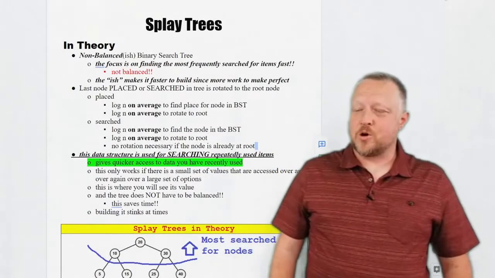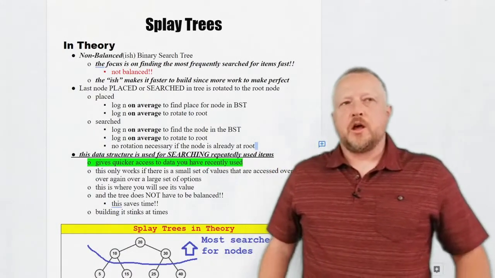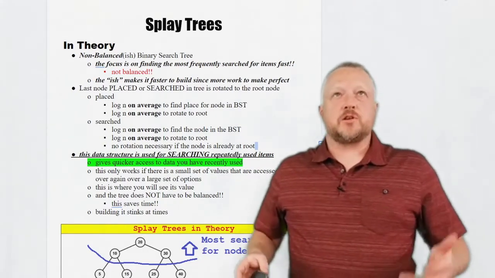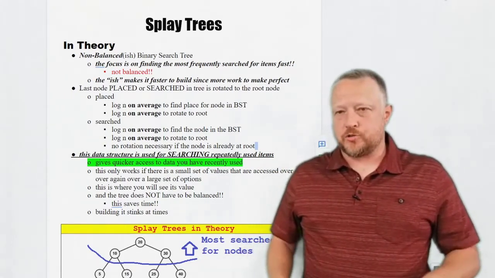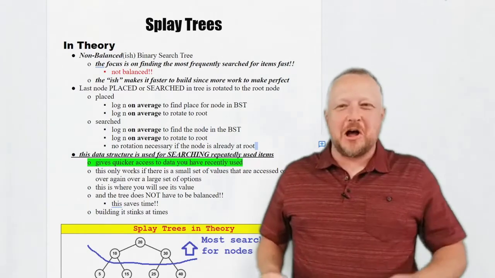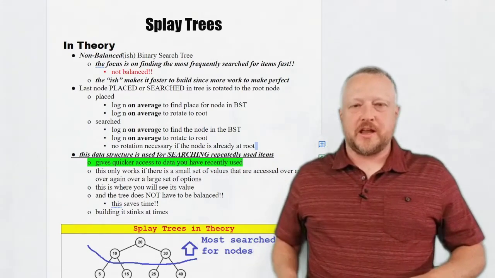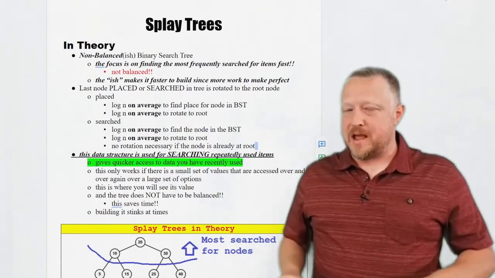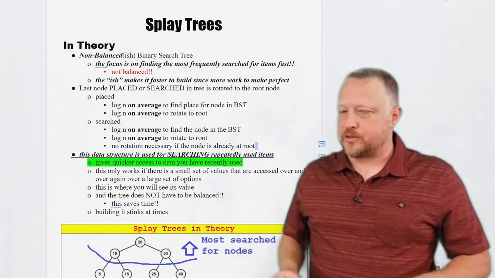Welcome to our topic on splay trees. So it's trees, obviously. It's also a binary search tree, but it's a very ugly binary search tree. It is very much not balanced, or non-balanced as it says there in the notes.